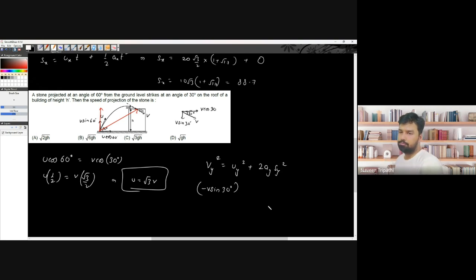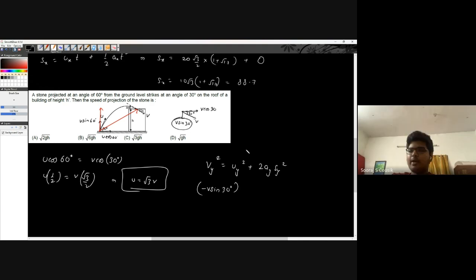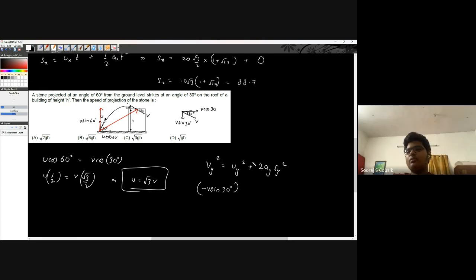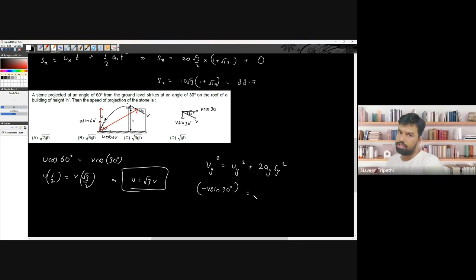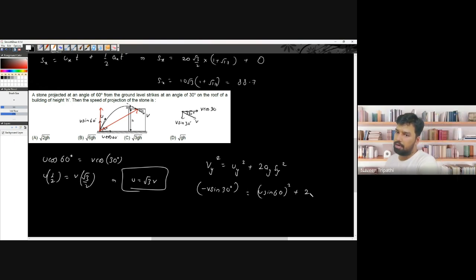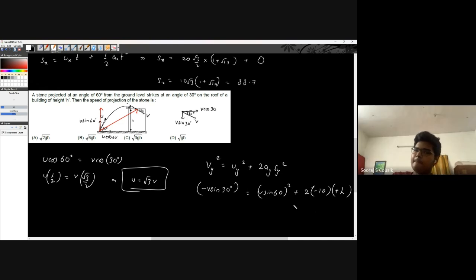Correct? How so? Because final velocity in y axis is what? This one. So that's why negative v sin 30, because it's going down. What is the initial velocity's y component? It is u sin 60. Right? What is acceleration in y? It is negative 10. And what is displacement in y? It is positive h. Right? Got it? Yes, sir.